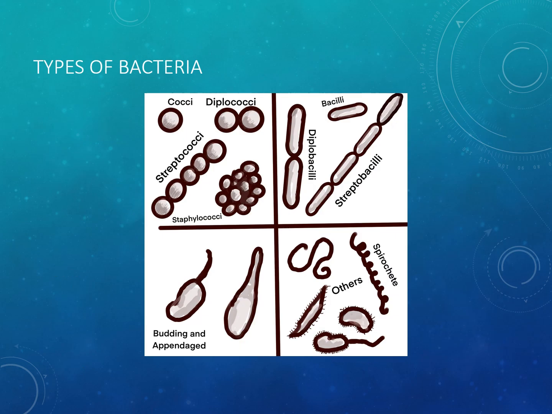I just want to take a moment here to show you the different types of bacteria and the different shapes they can take on. So you have the cocci, which are round, you have the bacilli, which are the rods, and they can be in chains or clusters. And then you have budding and appendaged bacteria. And then you also have spirochetes, like leptospirosis is a spirochete.